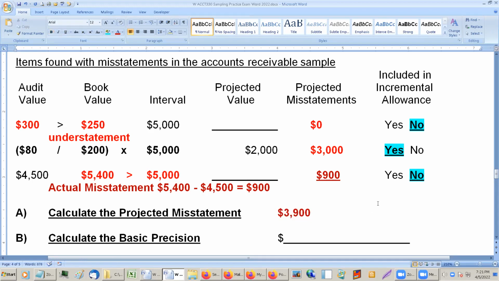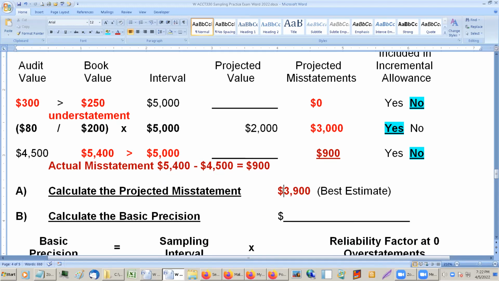And by the way, this is our best estimate as far as what these books are misstated by. Now, it could be worse. This is a sample, so it could be worse than this, but this is going to be our best estimate.